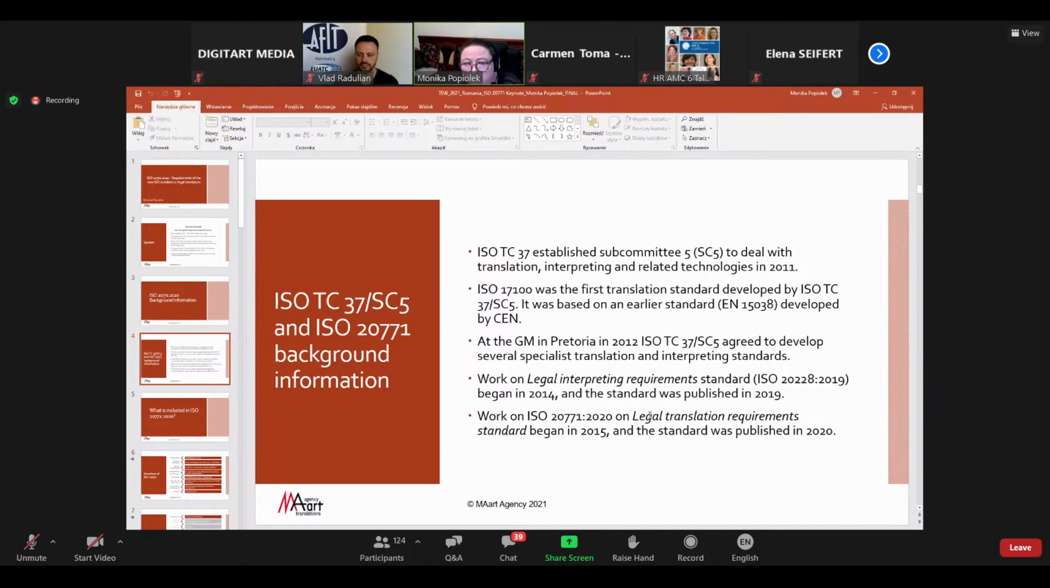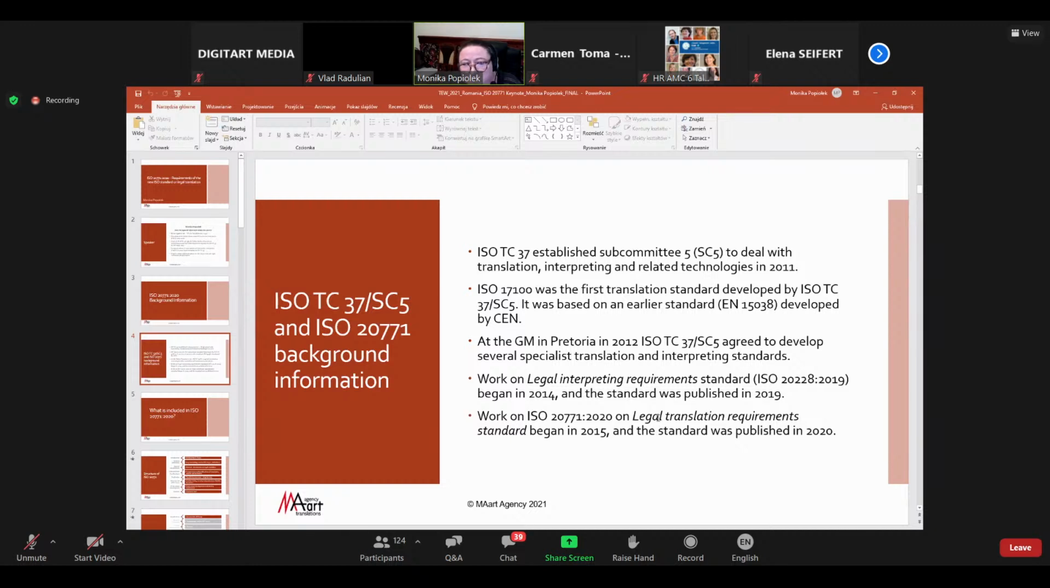And we are very proud of that standard because it sort of laid the groundwork for most of the other standards that we've been producing since. And at the GM in Pretoria in 2012, another significant development happened. Namely, we've agreed to develop several specialist translation and interpreting standards. Because previously we were more focused on laying the groundwork for sort of generic standards.